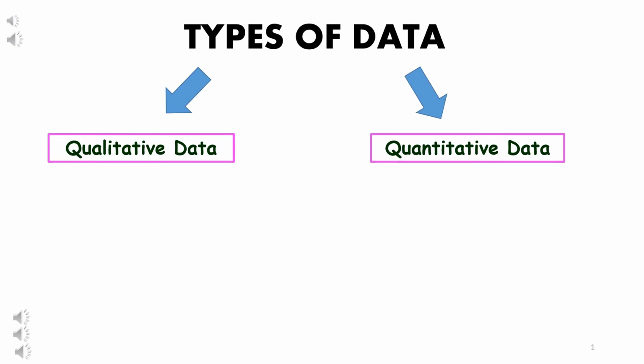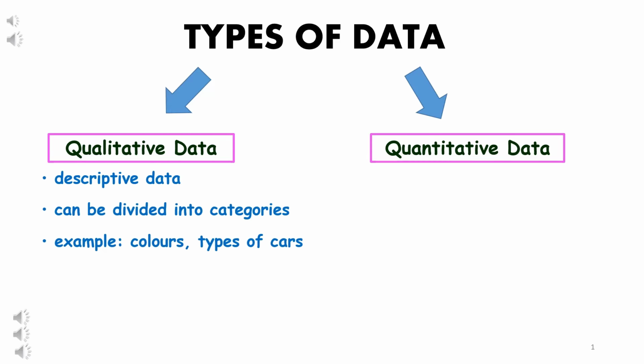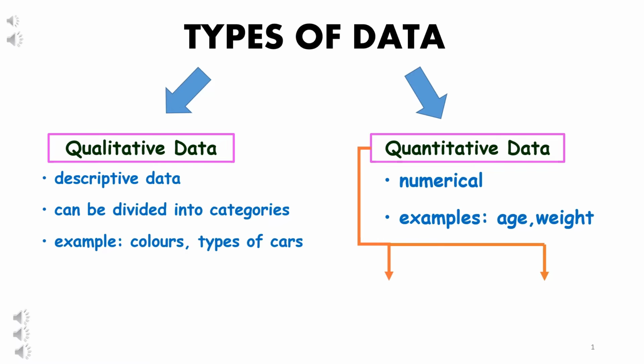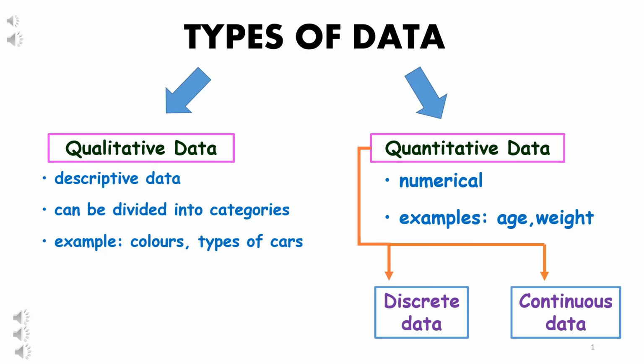Mainly, there are 2 types of data, which are qualitative data and quantitative data. Qualitative data are descriptive data, for example, colors and types of cars. Quantitative data consist of numerical data, for example, weight of a person or age. Quantitative data can be categorized in 2 big groups, discrete data and continuous data.